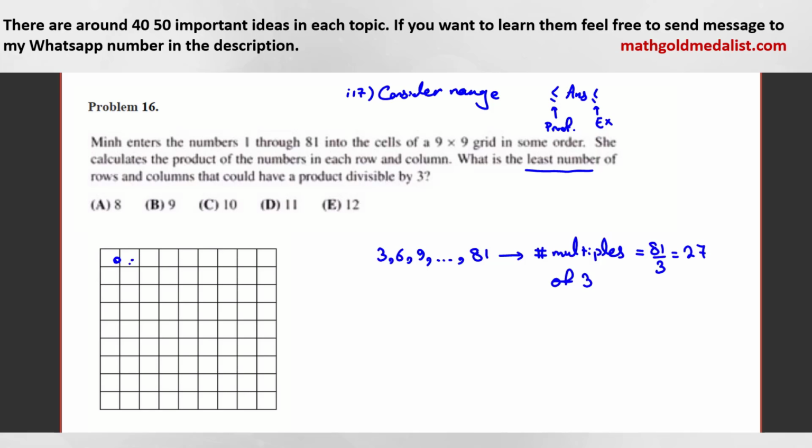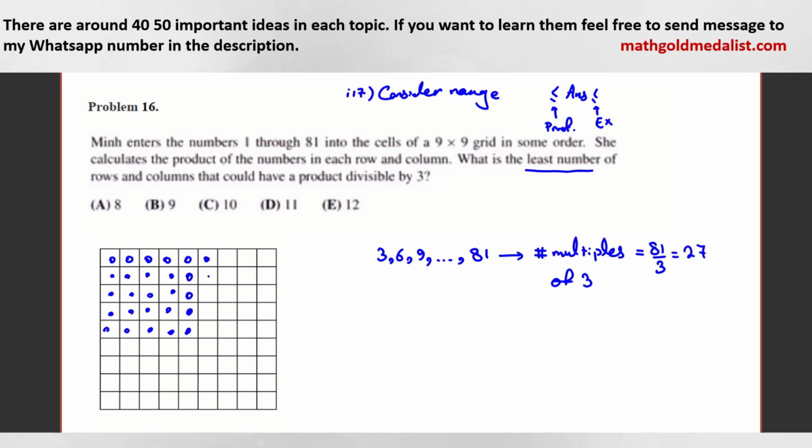So if we fill a 5 by 5, let me copy this, okay. So if you have 1, 2, 3, 4, 5, 1, 2, 3, 4, 5. If you fill all these cells with multiples of 3, then we have how many multiples of 3? 27. Here, how many in 5 by 5? 25. 2 multiples of 3 are left.